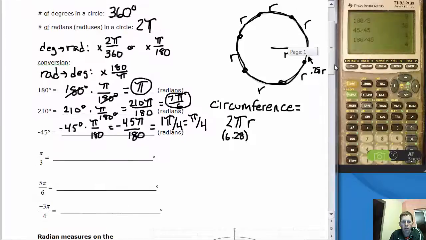To do conversions from radians to degrees, we're going to take pi over 3, for example. And the conversion factor here is multiplying by 180 over pi. So we're going to take pi over 3 times 180 over pi.